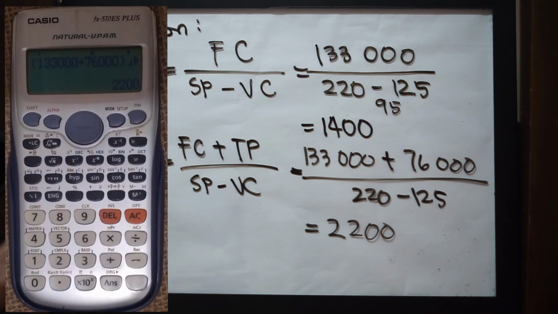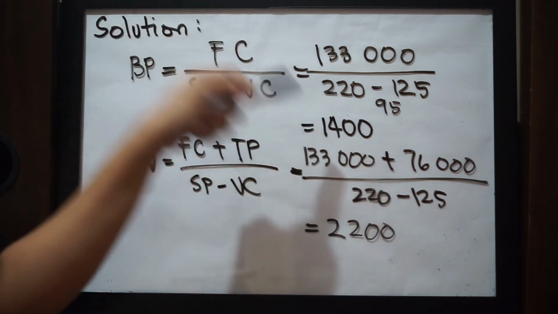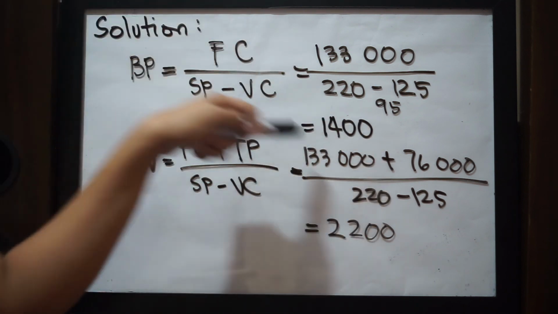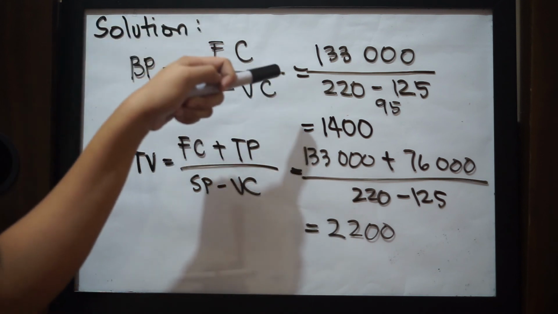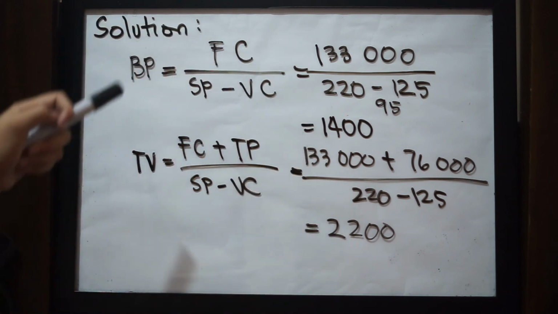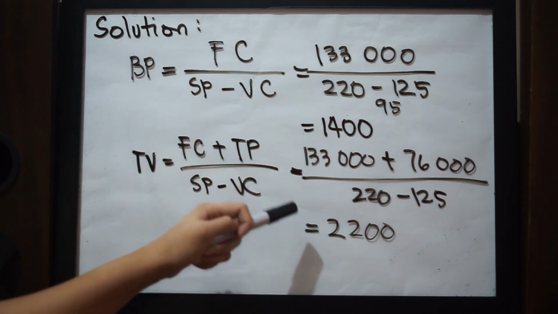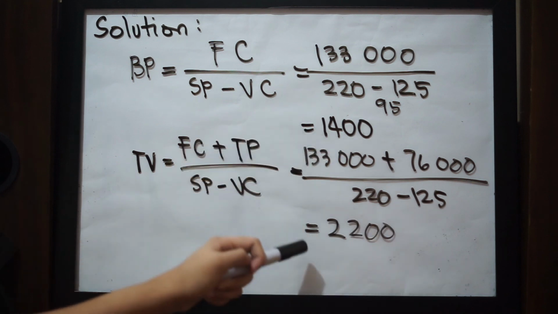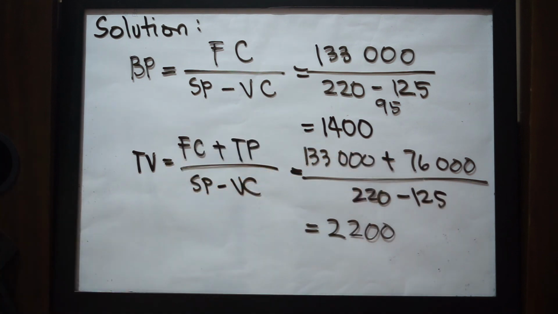So, ibig sabihin nito, kailangan makapag-produce siya ng 1,400 na shirts or makabenta siya ng 1,400 na shirt para bumalik sa kanya yung pinagkagastosan niya. Then, the target volume naman, ang ibig sabihin nito, kailangan niyang makabenta ng 2,200 na t-shirt kung gusto niyang magkaroon ng profit na 76,000 pesos. Yun lang yun.